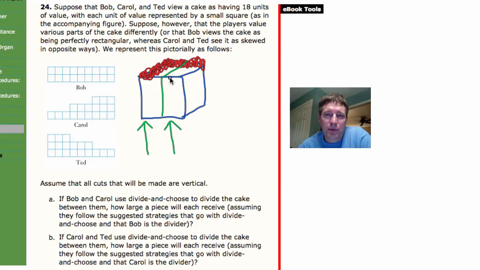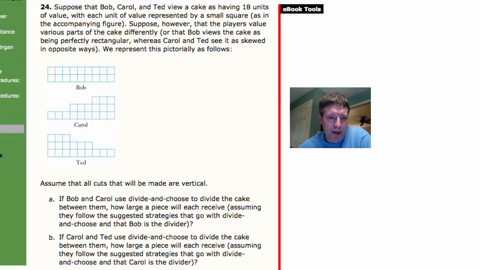So that's an example of a piece of cake being cut. What the textbook company has done is they've given you a little different metaphor here. They're now saying that from Bob's perspective, the piece of cake looks like this. In other words, it's got equal value all the way across. Carol, when she looks at this piece of cake, sees way more value on this side of the piece than on this side. And Ted, when he looks at the same piece, just sees more value on the left side than on the right side, much like a piece of cake that might have icing on one side and not the other.